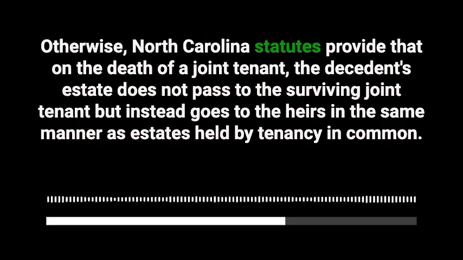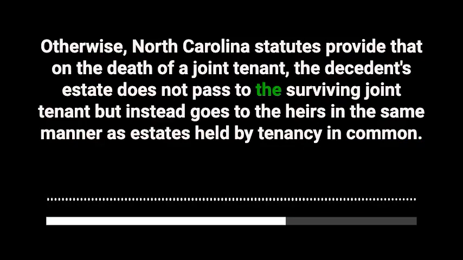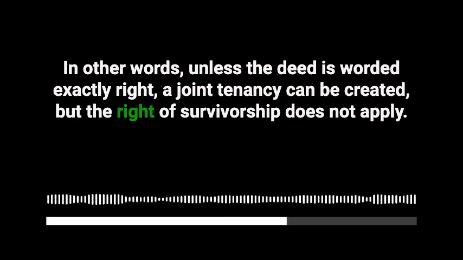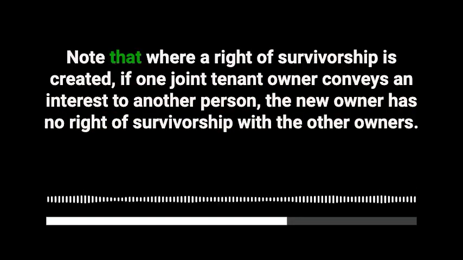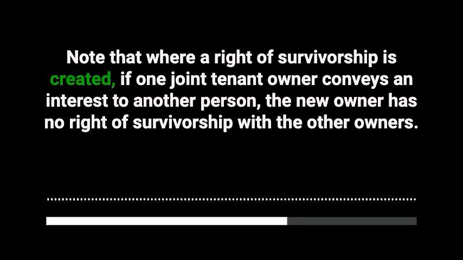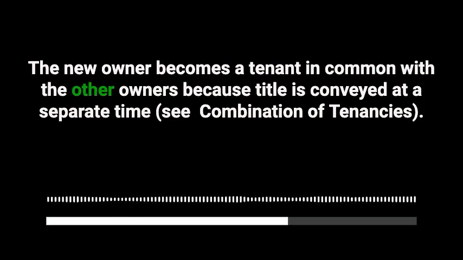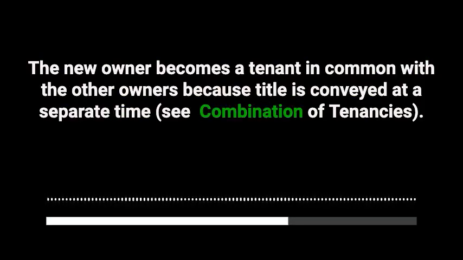Otherwise, North Carolina statutes provide that on the death of a joint tenant, the decedent's estate does not pass to the surviving joint tenant, but instead goes to the heirs in the same manner as estates held by tenancy in common. In other words, unless the deed is worded exactly right, a joint tenancy can be created, but the right of survivorship does not apply. Note that where a right of survivorship is created, if one joint tenant owner conveys an interest to another person, the new owner has no right of survivorship with the other owners. The new owner becomes a tenant in common with the other owners because title is conveyed at a separate time.